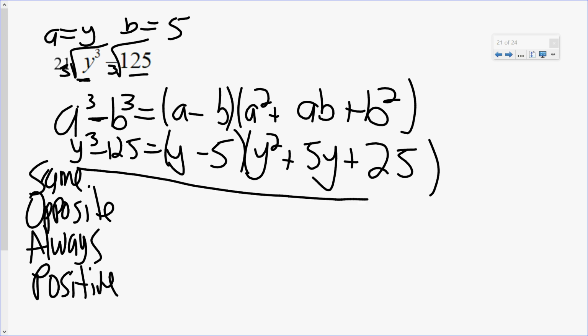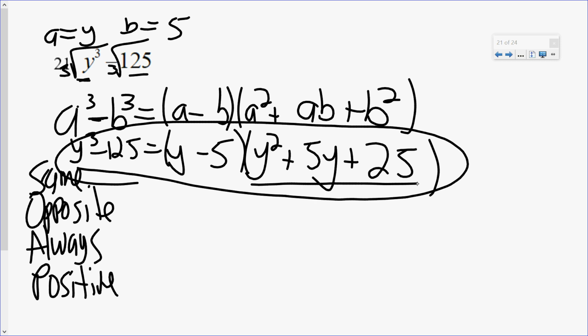You might say, Mr. Schlansky, can I factor this trinomial further? When you do cubes, it will always be the case that you will not be able to factor the trinomial further, because there are no numbers that multiply to 25 and add to 5.